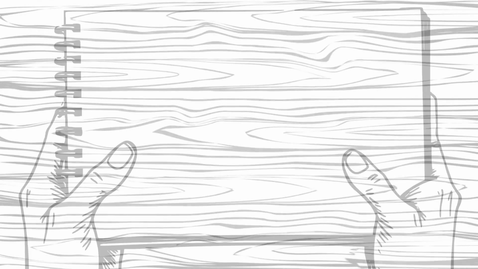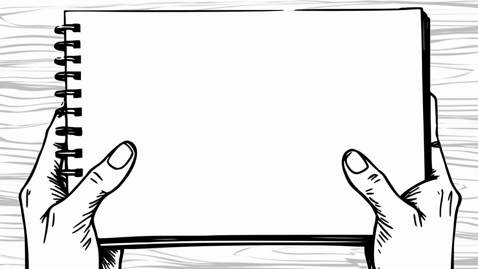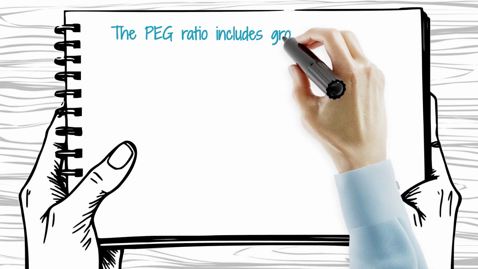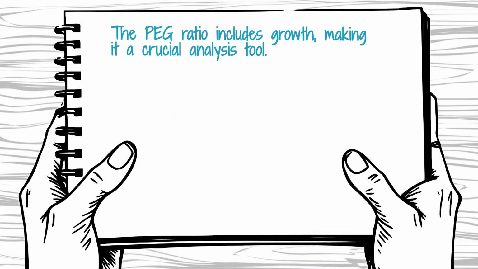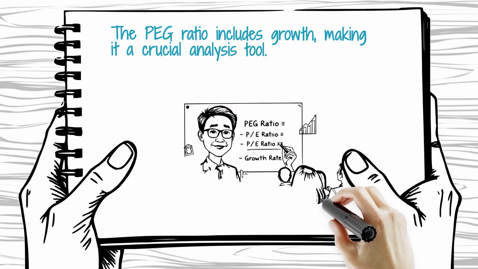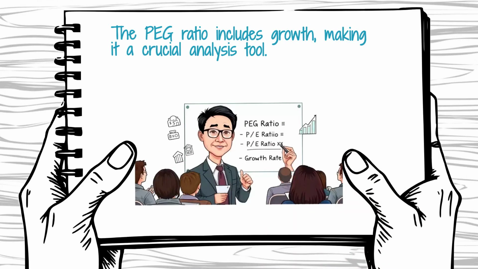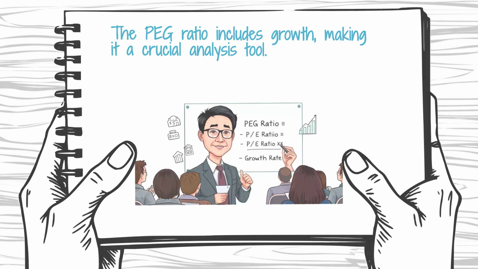Section 3. The solution. The PEG ratio. This is where the price earnings to growth, or PEG, ratio comes in. It's a simple upgrade that adds the missing ingredient, growth. The formula is PEG ratio equals PE ratio divided by annual EPS growth rate. By dividing PE by the growth rate, PEG tells you if a stock's price is justified by its future profits.